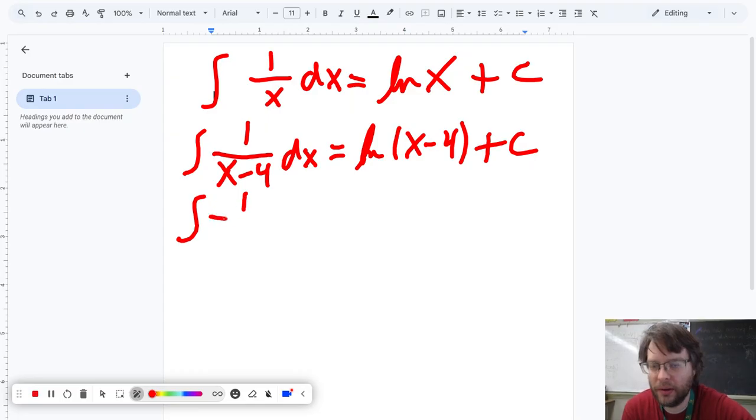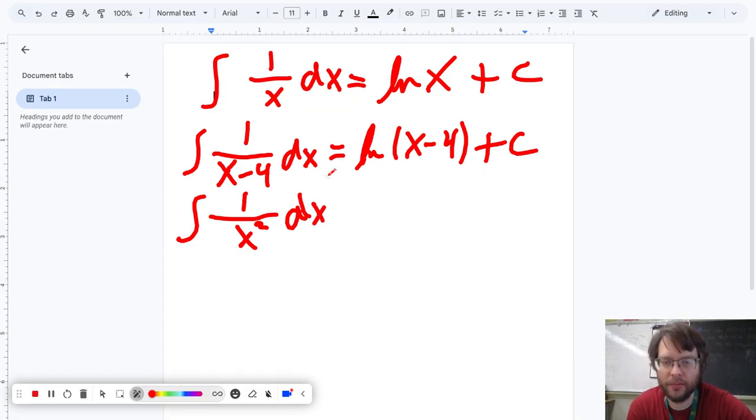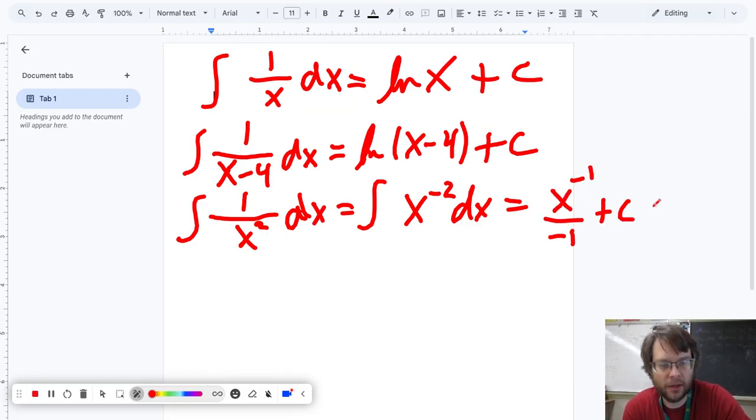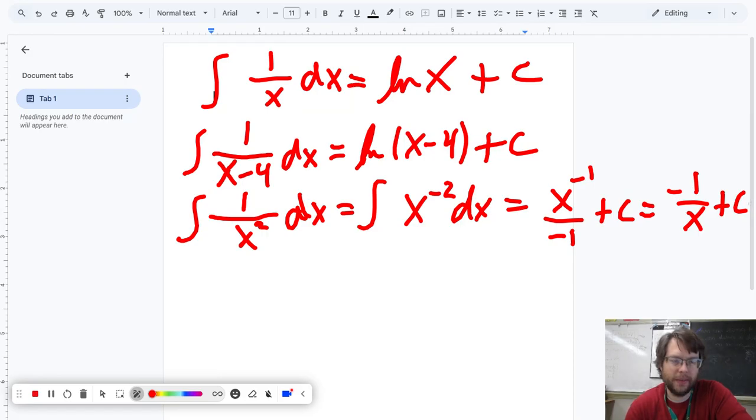If I did, however, 1 over x squared, then I get a completely different situation. 1 over x squared is the same as x to the minus 2 power. And so I can actually just apply the power rule, add 1, and divide by my new power. So you can write it like that, or you can write it as negative 1 over x plus c. Those are both the same. So small change, totally different answer.